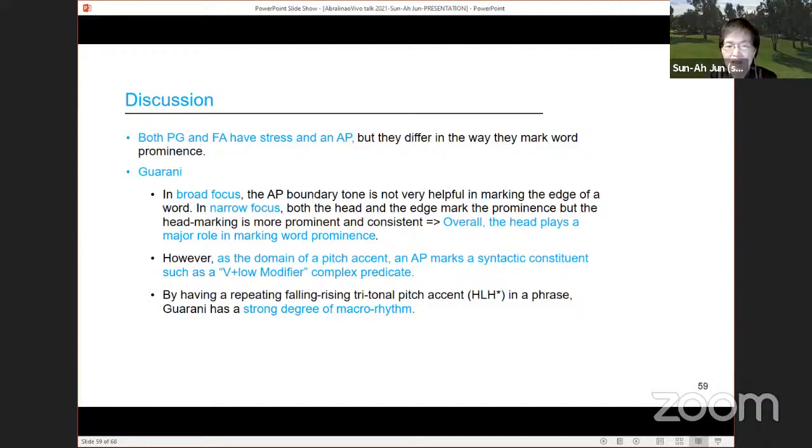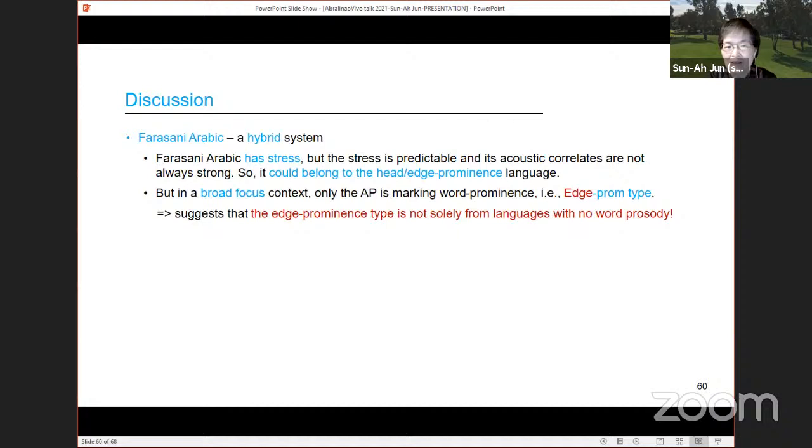However, as the domain of a pitch accent, an AP marks a syntactic constituent such as the verb plus modifier complex predicate. And by having a repeating falling-rising tritonal pitch accent, Guarani has a strong degree of macrorhythm. And Farasani Arabic, we can say, is a hybrid system.